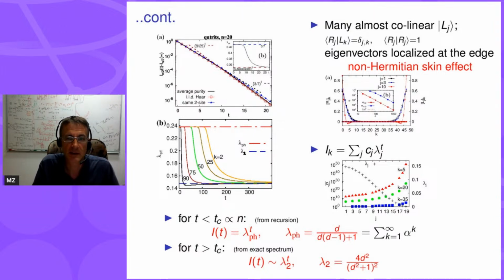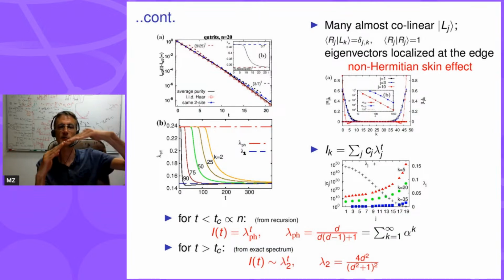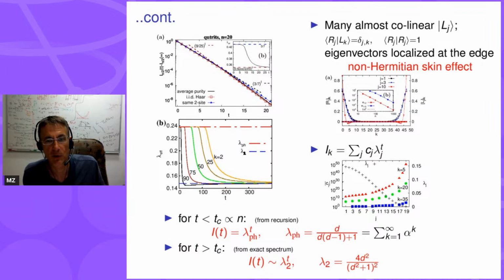On the top left figure, you again see how purity decays. There is again a two-step phase, but the difference in the slopes before TC and after TC is not very large here. That's why in the inset I just plot the local slope, which goes from this phantom relaxation rate initially, for short times, towards lambda 2 at sufficiently long times.